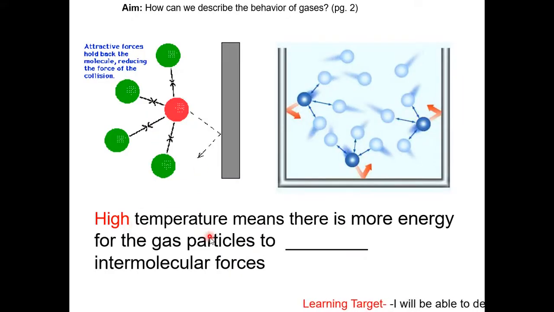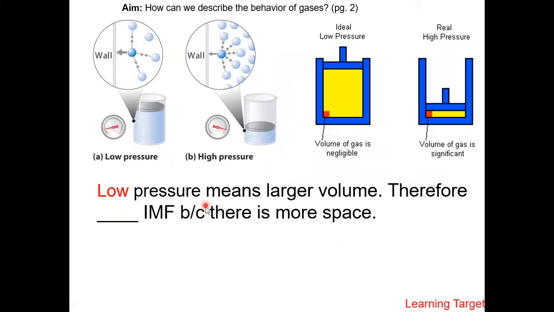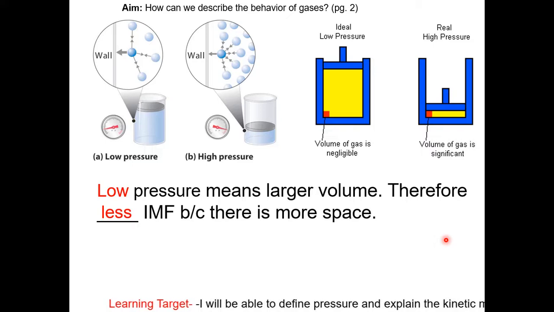Under high temperature, it means there's more energy for the gas particles to overcome the intramolecular forces. Under low pressure, it means there's a larger volume. Therefore, there are fewer intramolecular forces because there's more space. So the reason why high temperature and low pressure cause real gases to behave ideally is because you lessen the intramolecular forces.